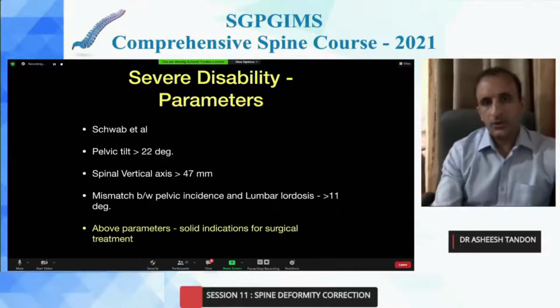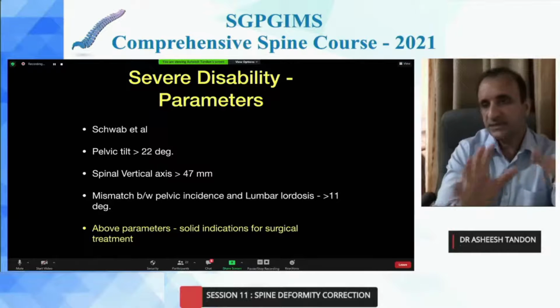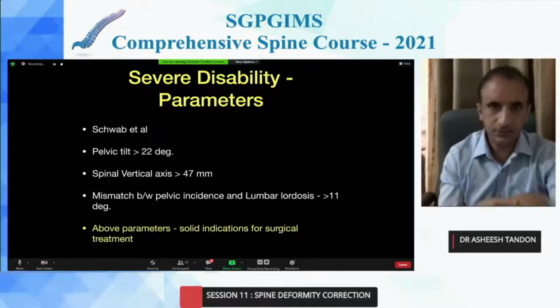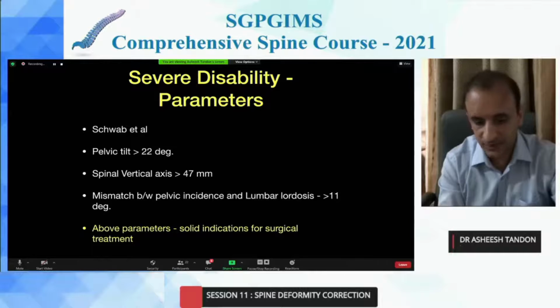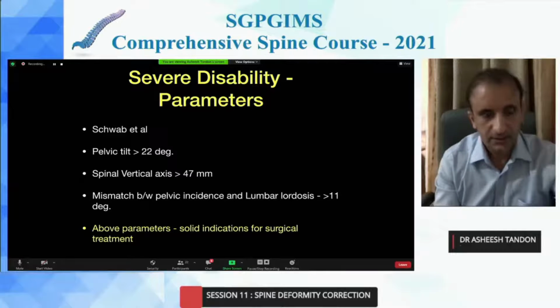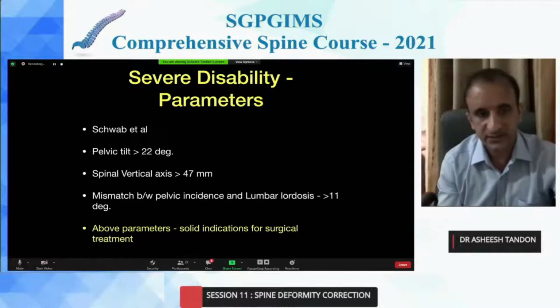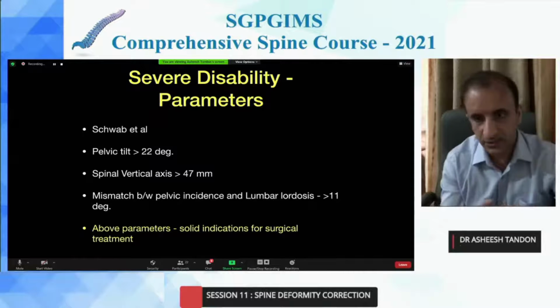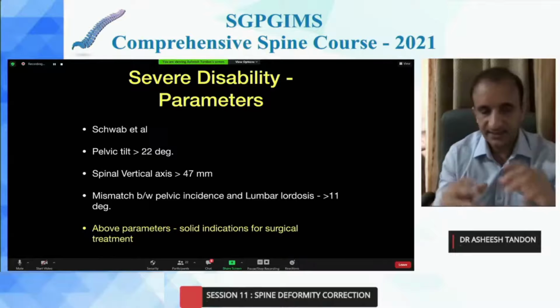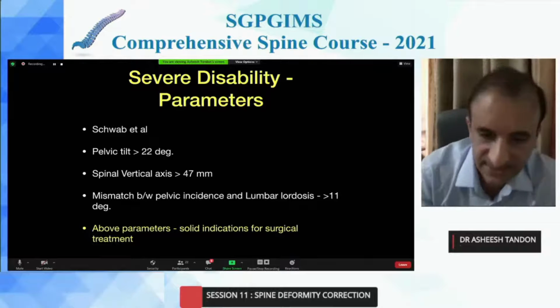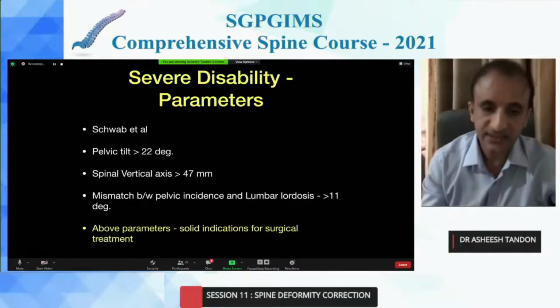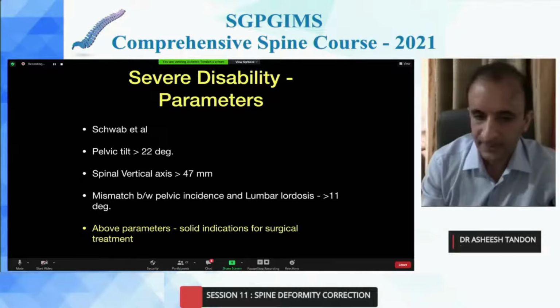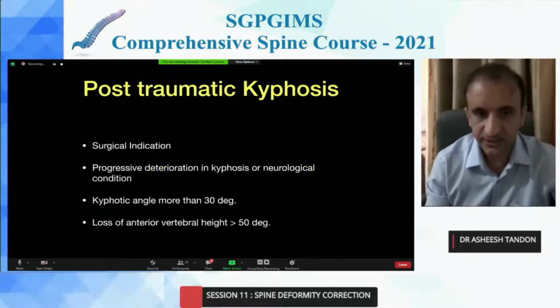So, what are these parameters for severe disability, wherein you definitely have to intervene and operate? It was Schwab et al. who described that if the pelvic tilt is more than 22 degrees, SVA of more than 47 mm, or a mismatch between the pelvic incidence and lumbar lordosis of more than 11 degrees, then these parameters need to be considered as severe disability parameters, and you need to go in for surgery right away.